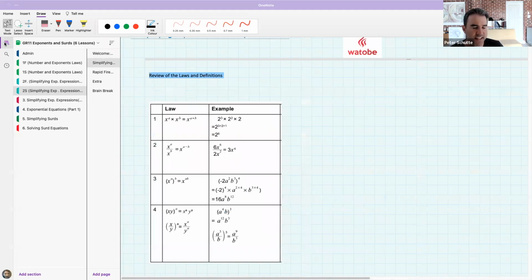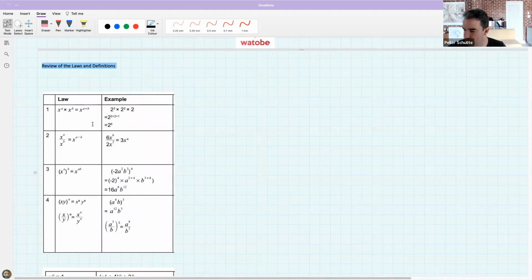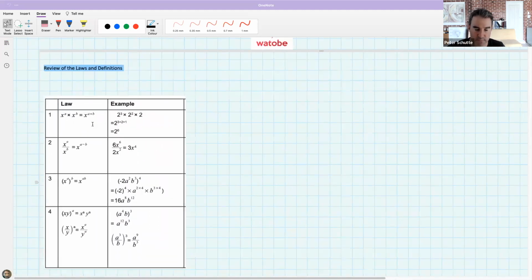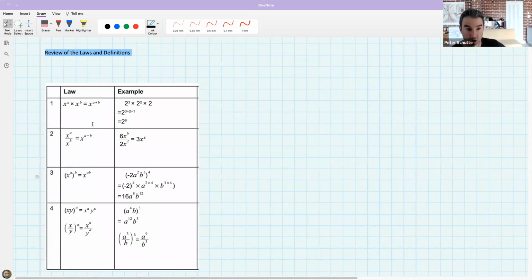Okay, let's start the lesson. So this first topic of the year in grade 11 maths is exponents and surds. And in the previous lesson, we basically just spent some time going over the laws.